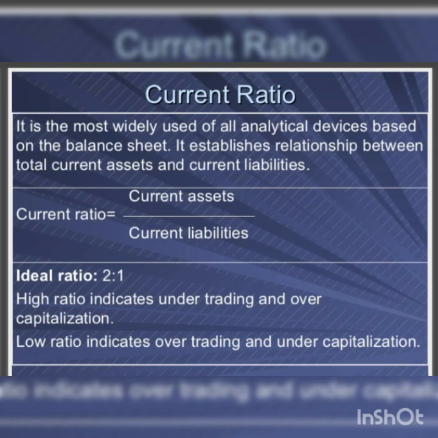Loose tools, patents, goodwills, fictitious assets are non current assets. Loan, bank loan, loan on mortgage are non current liabilities. The standard or ideal ratio is 2 is to 1. High ratio indicates under trading and over capitalization. Lower ratio indicates over trading and under capitalization.